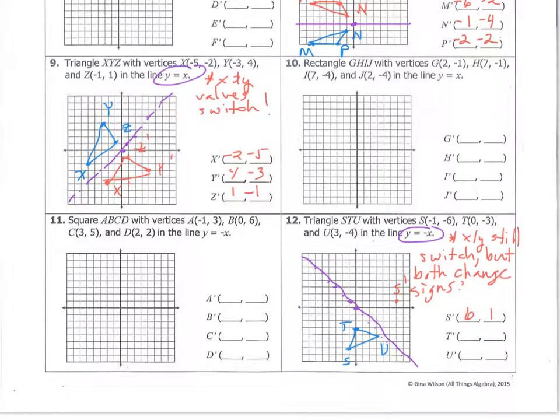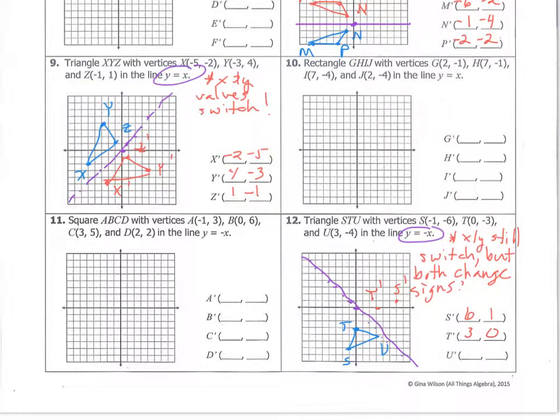So what's your point for T prime going to be? If T is 0, negative 3, what's your T prime point? Not 0, 3, you got to switch them. 3, 0. So switch them and change signs. 0 doesn't have a sign, so 0 stays 0. And so plot the point 3, 0. 3 implies that you're going to go to the right 3, and 0, you're not going to go up. So you're right here. And this is T prime.